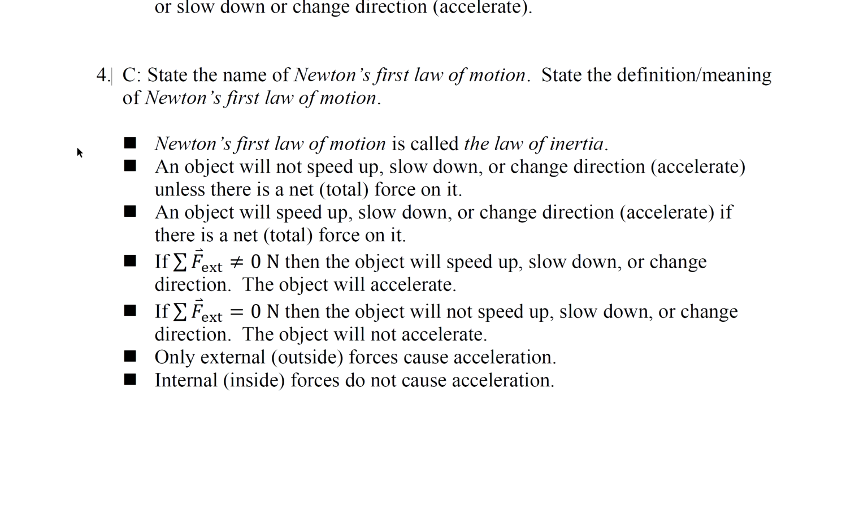An object will speed up, slow down, or change direction only if there is a net force on it. So if sigma F is not 0, then the object will speed up, slow down, or change direction. The object will accelerate. If the total external force on the object is 0, then the object will not speed up, slow down, or change direction. The object will not accelerate. Its speed and direction is the same. Only external forces cause acceleration. External means outside. Internal forces do not cause acceleration.